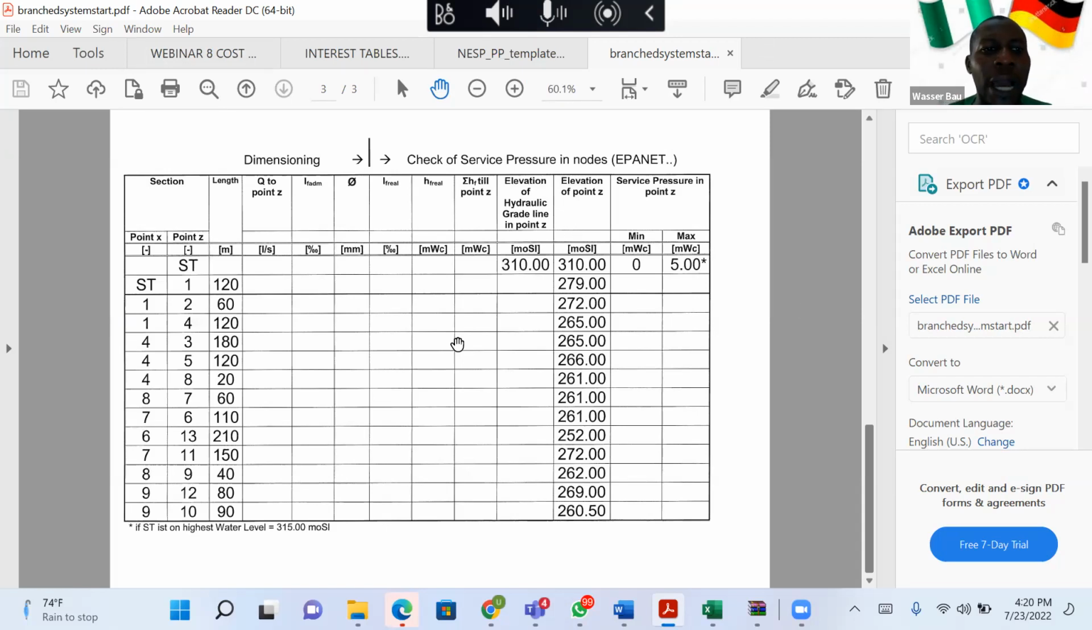So take a look at this. You are expected, in ideal case, to come up with a chart like this. And this is how you're going to do your calculation sheet.